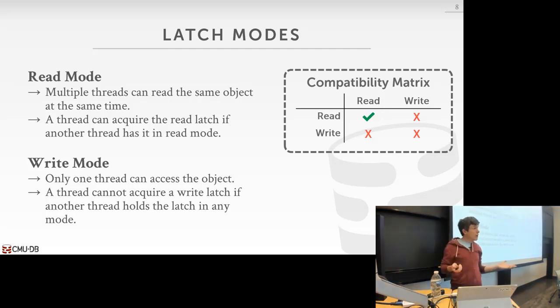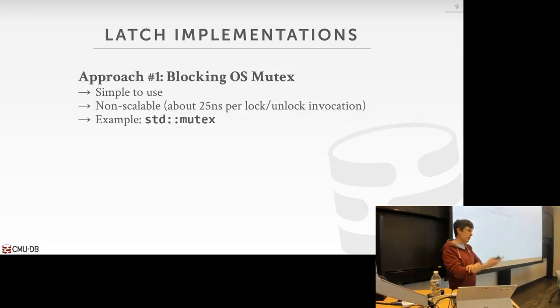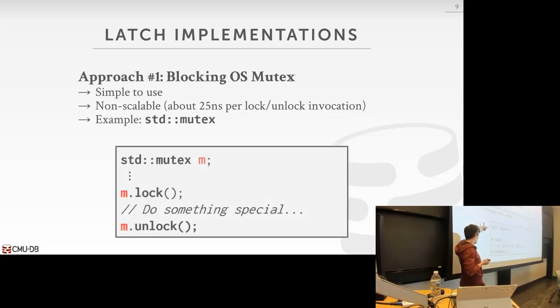All right, so let's talk about how you actually implement a latch in a real system. The first approach is probably the one you're most familiar with, when you take any kind of systems course or operating system course, a blocking OS mutex. This is the simplest thing to use because it's built into the language. Like in C++, the standard template library has std::mutex, and it's really simple to use. You just declare it, then you call lock, do something on the object you're protecting with it, and then you call unlock, and you're done.